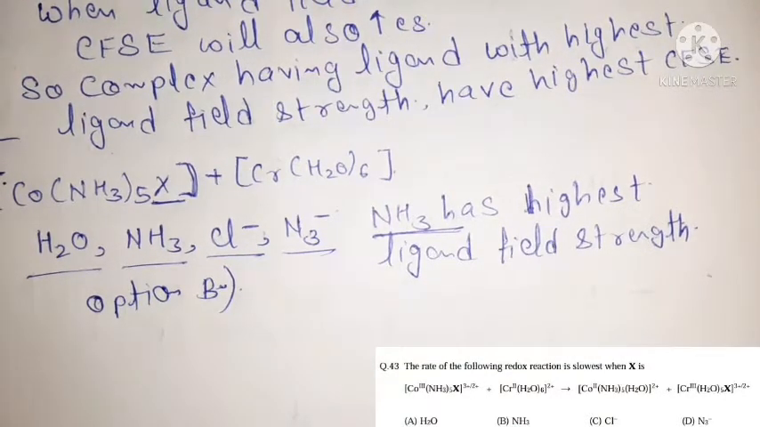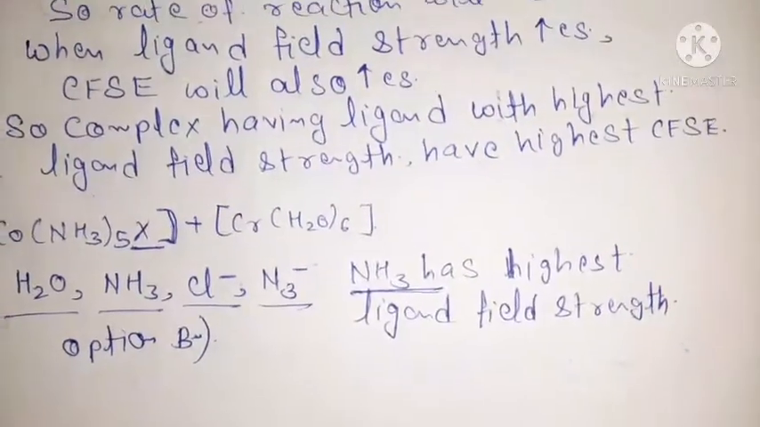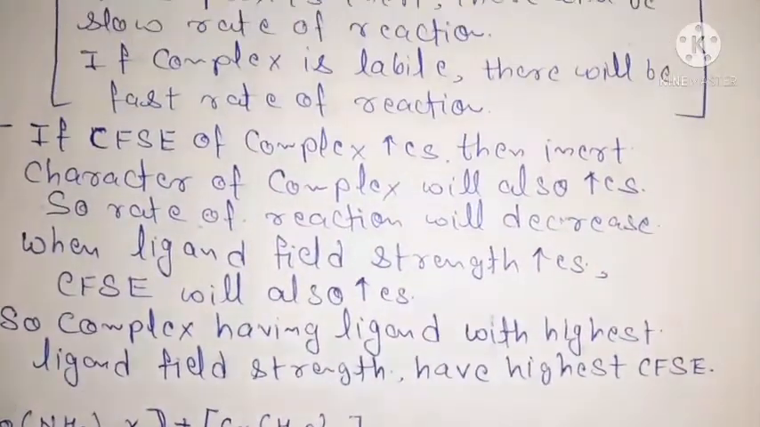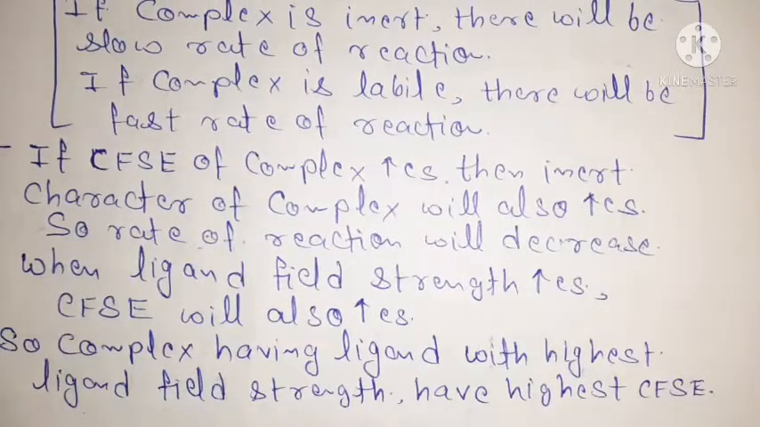Understand friends? See once again the whole solution of this question. We can use the relationship between ligand field strength, CFSE, inert character of complex, and rate of reaction. Ligand field strength is related to CFSE of complex, CFSE is related to inert character of complex, and inert character is related to rate of reaction. So we can explain the solution of this question on the basis of ligand field strength.